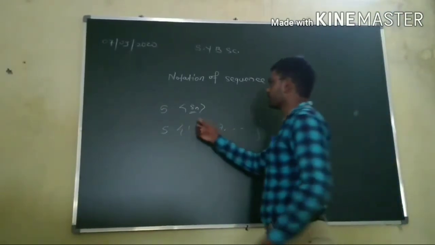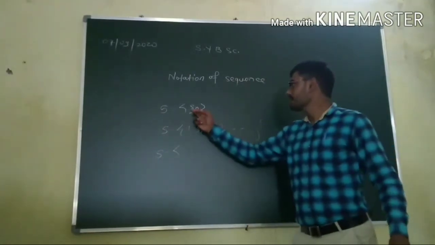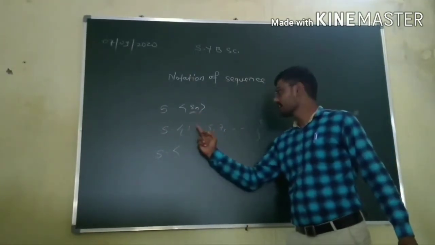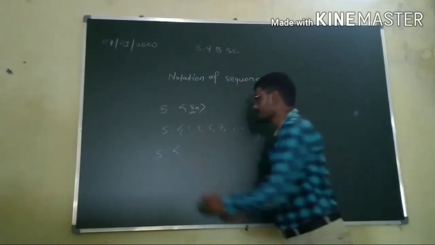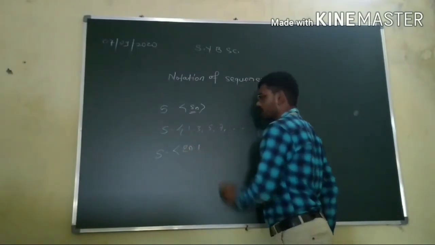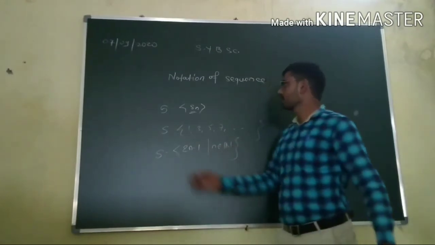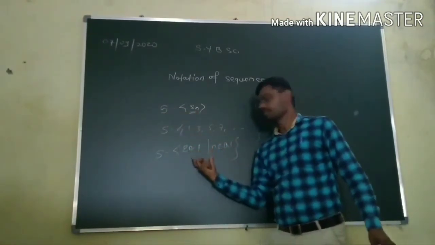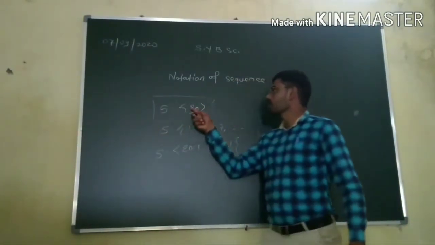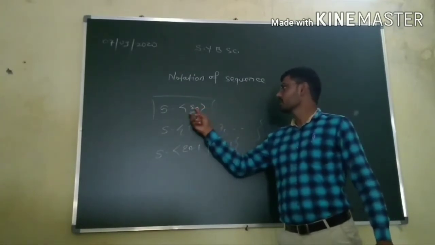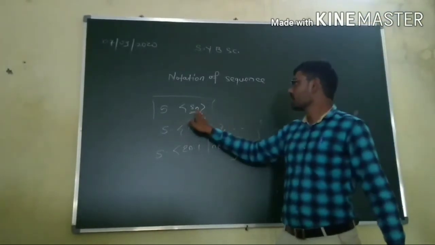So we can write this sequence in this form, like S is equal to (Sn). What is the nth term? First term is 1, second term is 3, third term is 5, and continuing in this way, we can write Sn is equal to 2n minus 1, such that n belongs to the natural numbers. So we can write this sequence like this. This is the general notation of a sequence: S is equal to (Sn), where Sn stands for the nth term of the sequence.